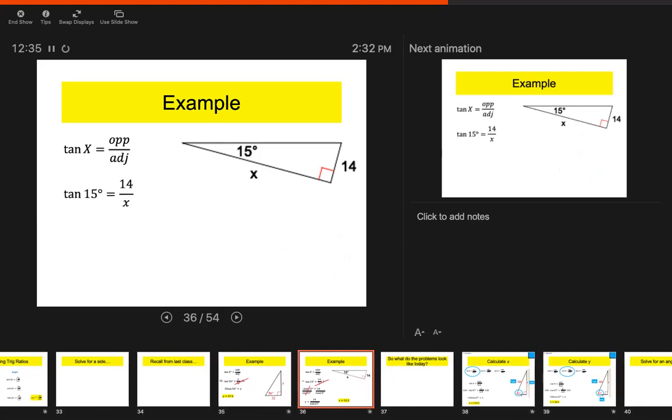The ugly one is when the variable is on the bottom. If you remember, the pattern is 14 divided by tan 15. But if you want to see x, we multiply both sides by x. On the right side, the x's cancel. Divide both sides by tan 15. And like I said, the pattern is numerator divided by tan of whatever the angle is. And that's what x will be. Okay.